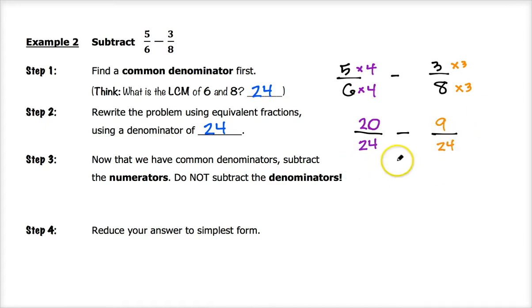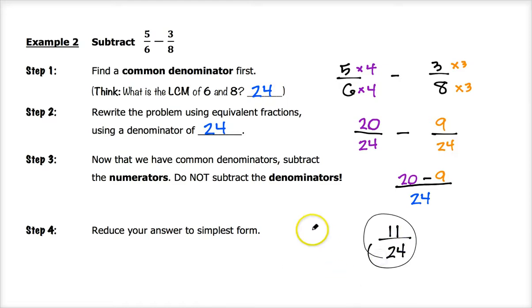So now that I have common denominators, again, we're going to do what we did in example 1. We'll keep the denominator, which is 24, and we'll subtract our numerators, 20 minus 9. 20 minus 9 is 11. And so we end up getting the fraction 11 over 24, which is reduced.